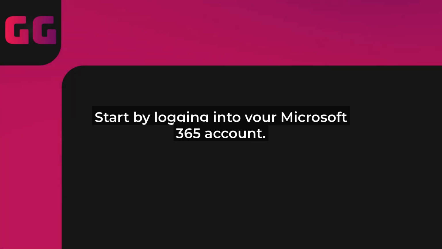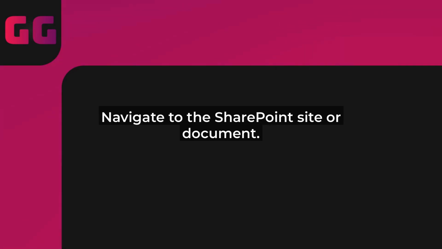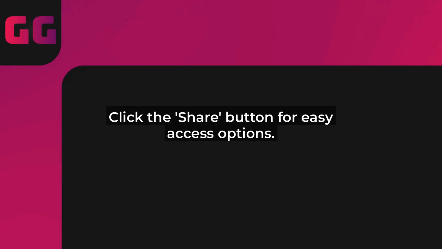Let's dive right in. First things first, you'll need a Microsoft 365 account. If you don't have one, head over to the Microsoft website and sign up. It's free for basic use. Once logged in, open SharePoint from your Microsoft 365 dashboard. You'll see a list of sites. Navigate to the one you want to share.